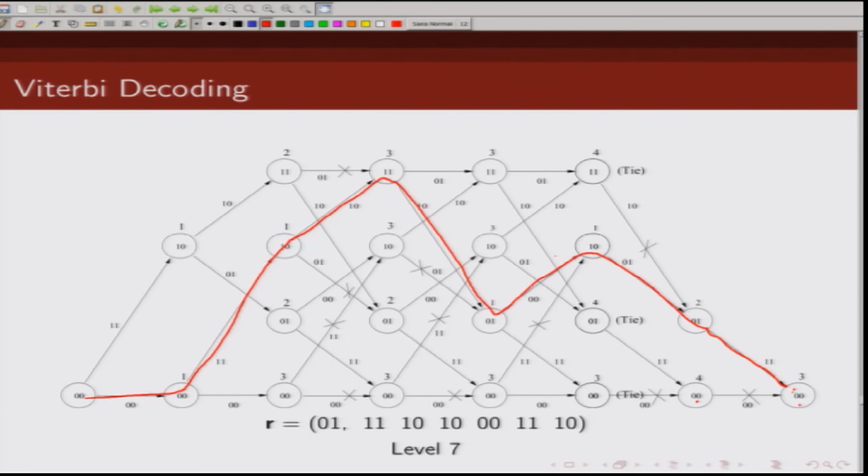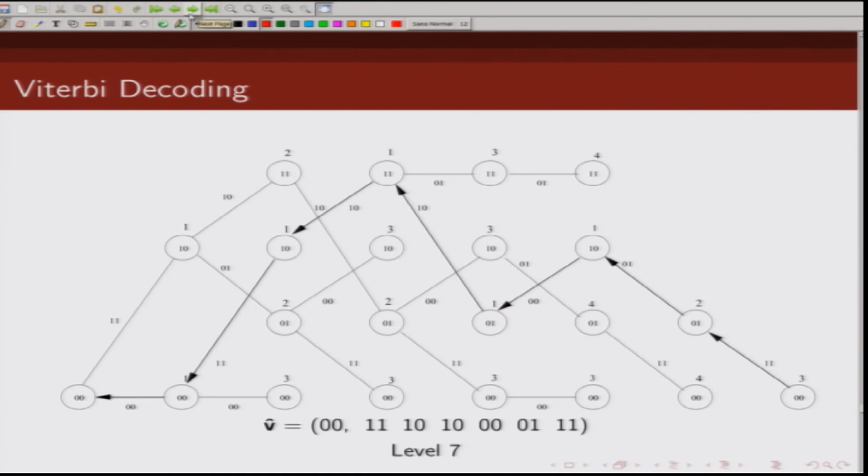This is my decoded code sequence. Corresponding to this received sequence, my decoded code sequence is 0 0, 1 1, 1 0, 1 0, 0 0, 0 1, 1 1. And this is shown here. This is my backtrack path and this is my estimated code sequence. So, this is how we decode a convolutional code using the Viterbi algorithm. Thank you.